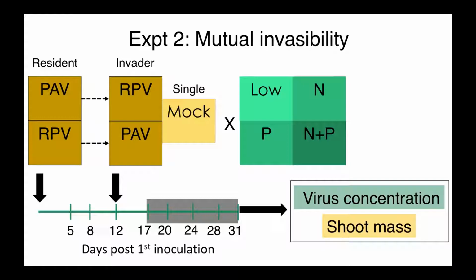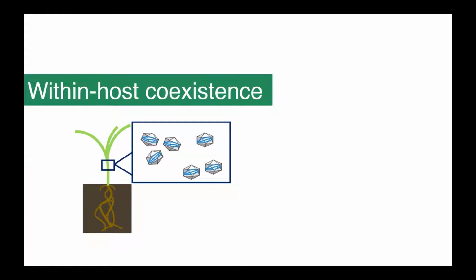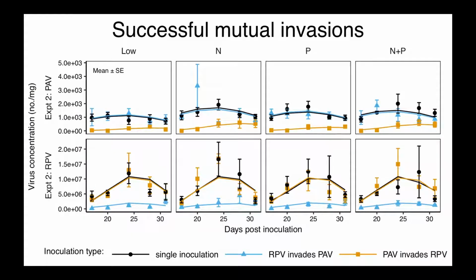And so the first result I'll show you is related to the within-host coexistence question. So when we're seeing co-infection in the field, is it maintained by within-host niche differences? And what I'm showing here is the virus concentration from qPCR over time. So the top row is the PAV virus, the bottom row is the RPV virus, and then these are in the 4 different nutrient concentrations.